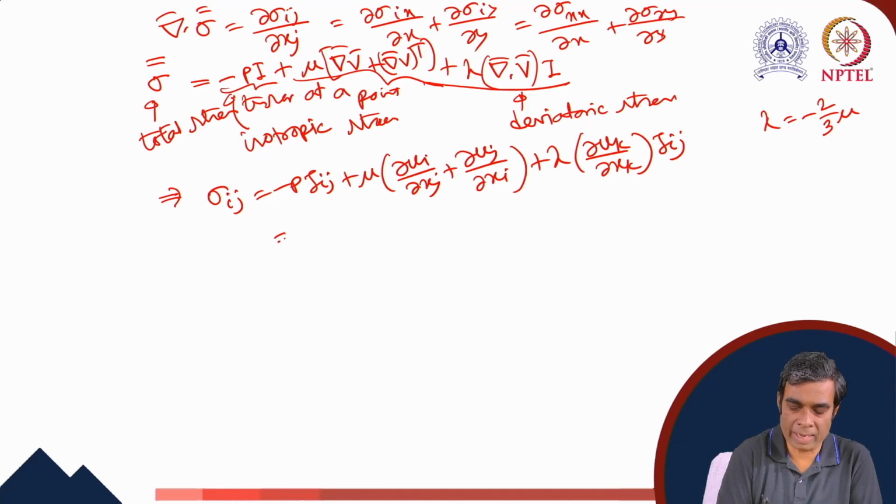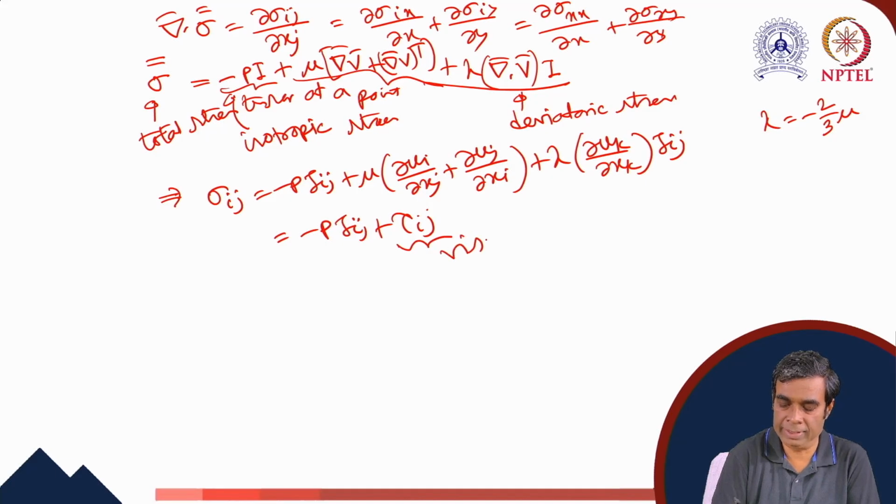So this sigma we can write as sigma equals minus p into delta ij plus tau ij. So this entire viscous stress is written in terms of the tau ij portion. The first part is the inviscid stress and the second part is the viscous stress.